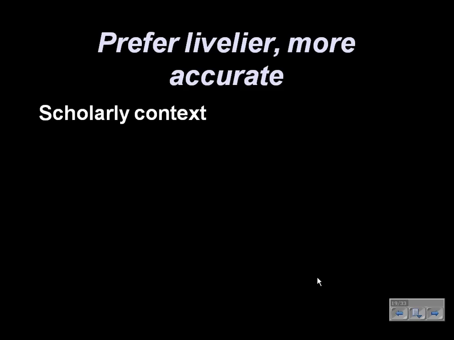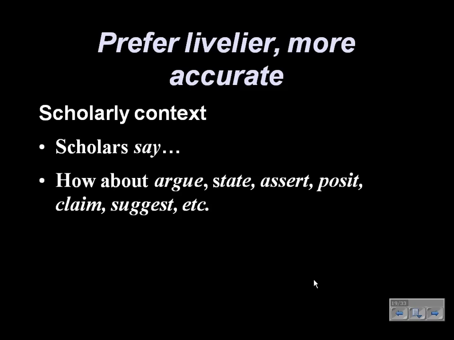Let's talk about a scholarly context, which is actually where you're going to be writing a lot in this class. Scholars say. We can do better than that. How about argue, state, assert, posit, claim, suggest, etc.? Any of those have slight nuances of meaning. You can go very strong with what you want to say there. You can kind of suggest, I think, it suggests a little less certainty. There are nuances of meaning there that are more precise and are a little bit more lively and accurate.